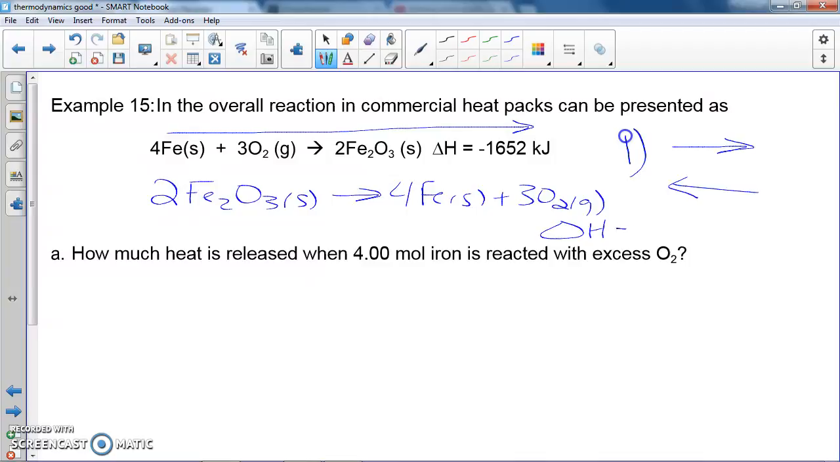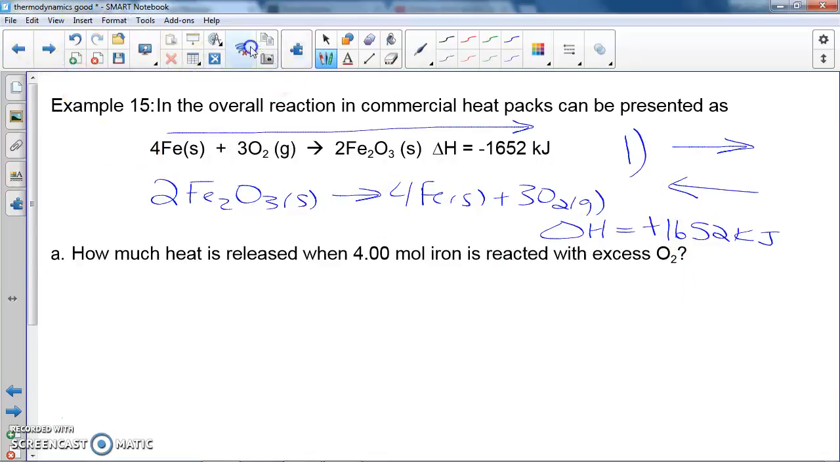Therefore, then my delta H value will become positive 1,652 kilojoules. So when I reverse a reaction or consider a reaction in the reverse order, I must change the sign of the delta H. So here it's positive because it's the reverse. Here it's negative as it was written. So going forward, as it's given, that's considered forward, we have a negative value of delta H. If I reverse this, so I make my products become my reactants, so I just wrote it in the opposite order, then my delta H has to become positive.